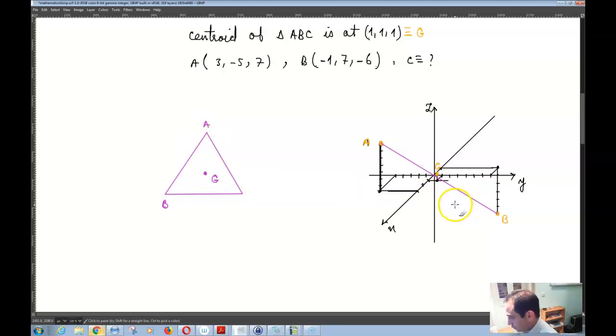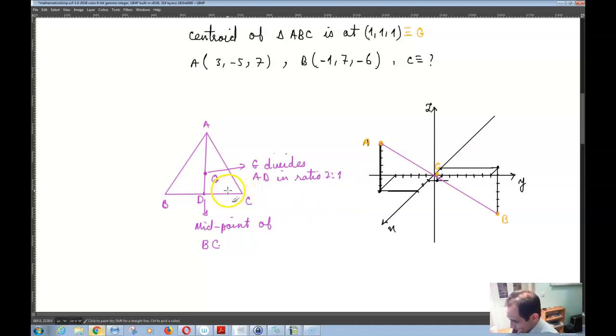Then C would be over here. This goes through this line. This is the midpoint of B and C, of BC. Call it D, and basically G divides AD in the ratio 2 to 1.